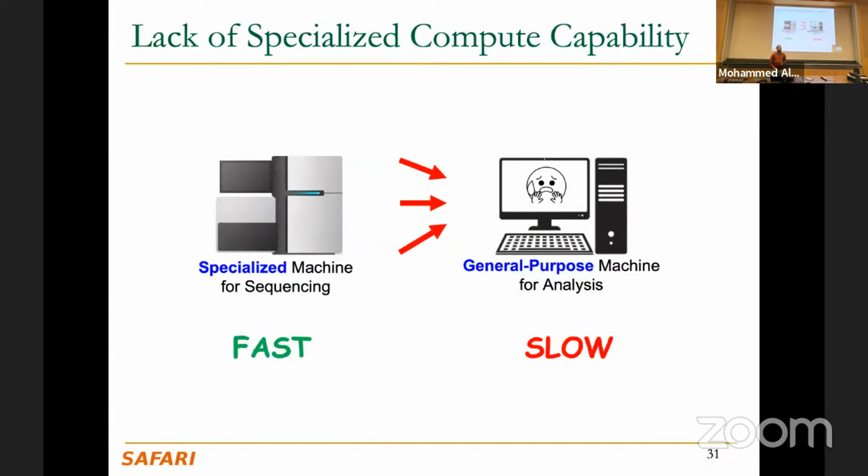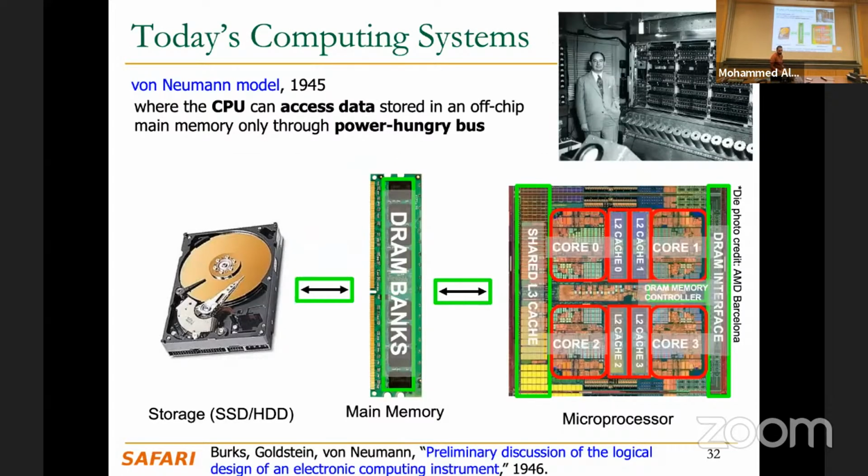Again, we have specialized machines that don't do anything except sequencing, but we are still using general purpose computers to do the analysis. That's very inefficient. We are still using the von Neumann model until now. Until now, we are separating the memory, or the data where it's stored, from the computation. So we need to move the data from here to here to here, and even from the sequencing machine all the way to the storage.